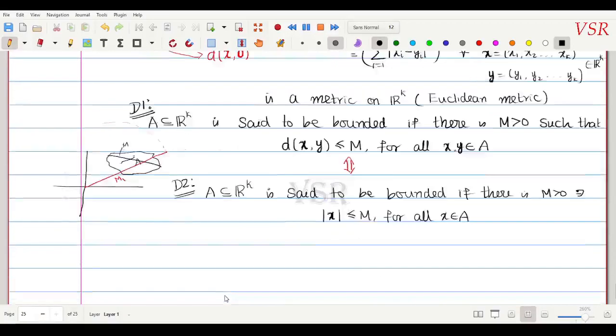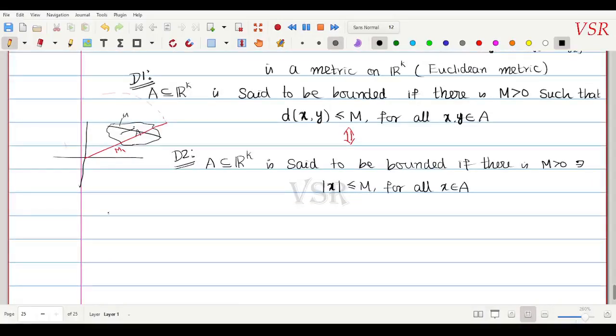Okay, how to prove that these two definitions are equivalent? Suppose D1 implies D2. That is, A is bounded with respect to this definition. Suppose A, a subset of R^k, is bounded.